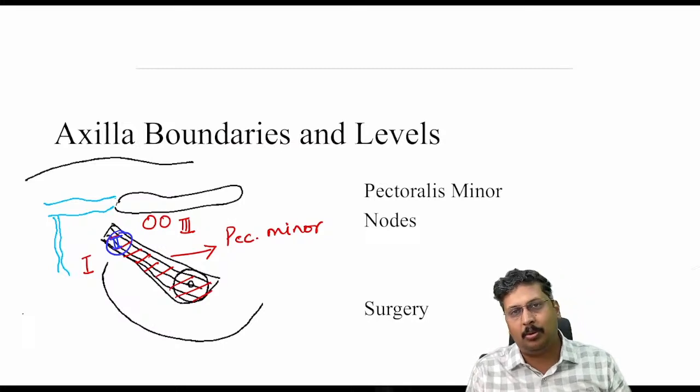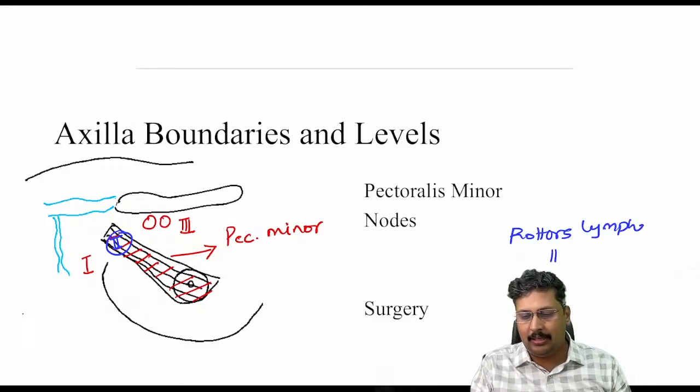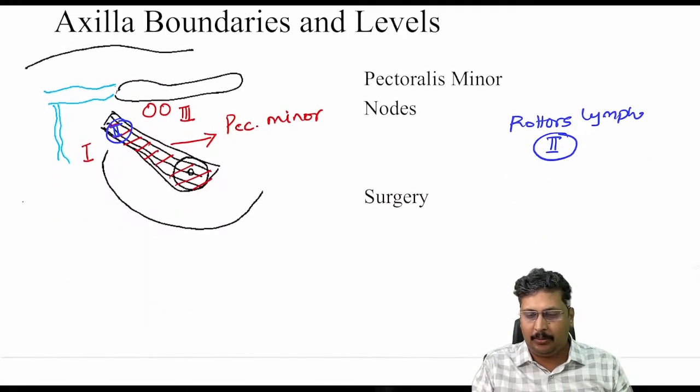And there is one more group of lymph nodes which are called Rotter's lymph nodes, which are sometimes considered as a part of level 2, and are also known as interpectoral lymph nodes.